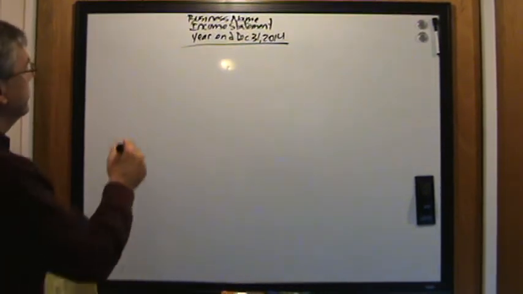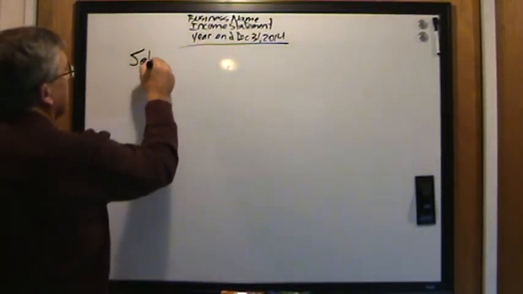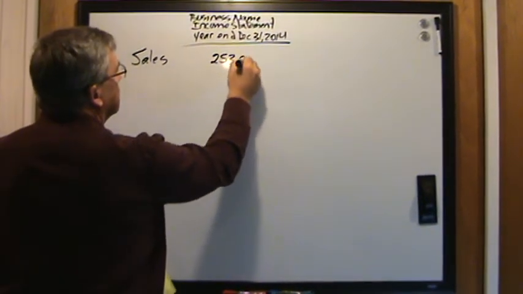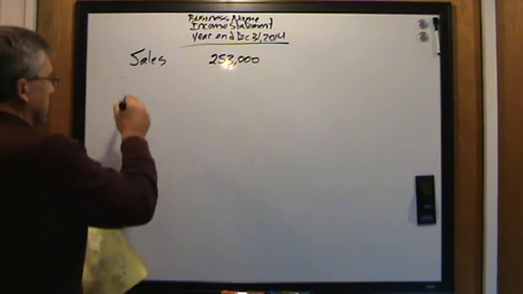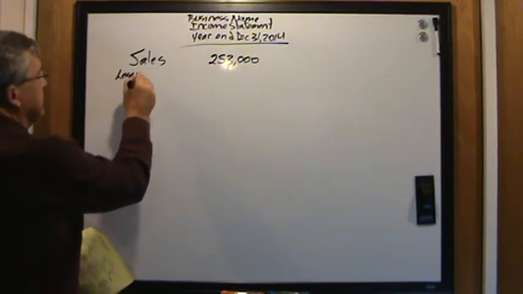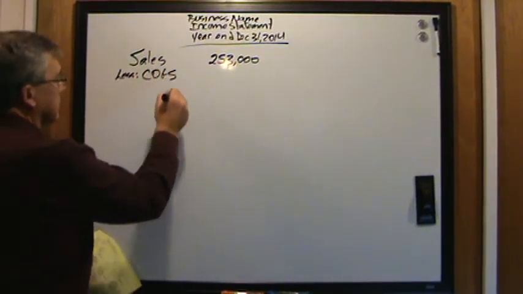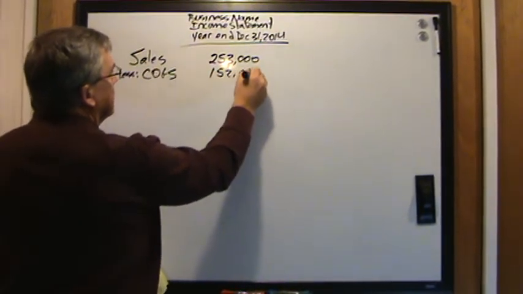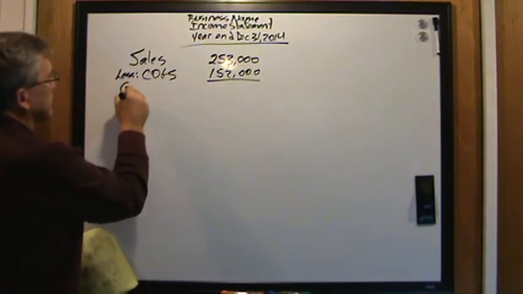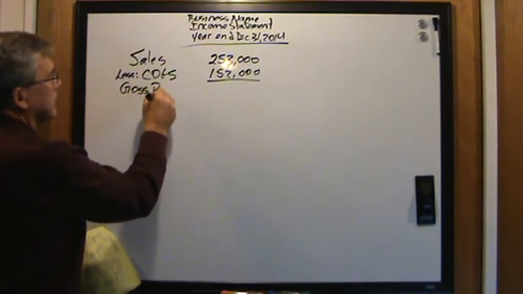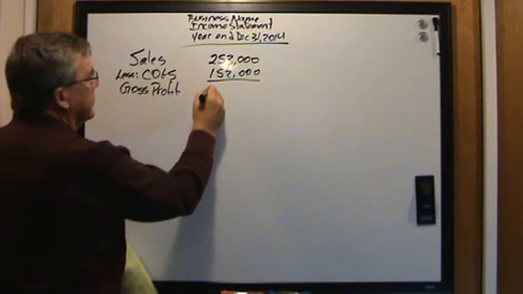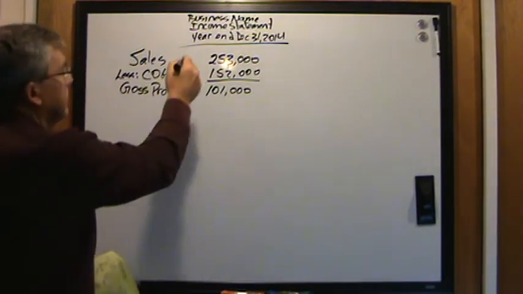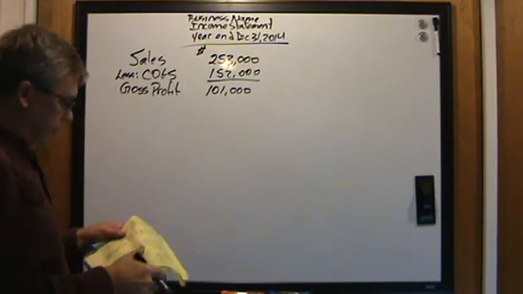So we had sales of $253,000, less cost of goods sold, which was $152,000, which gives us a gross margin or gross profit of $101,000. Okay, so this is the start of a column. We'll put a dollar sign there.